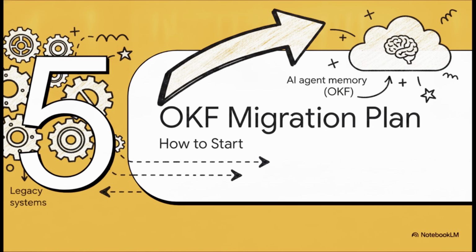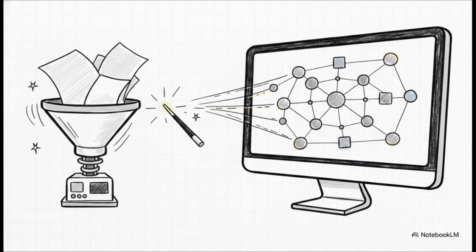Which brings us to Section 5, the OKF migration plan. How do we actually step away from legacy systems and start doing this? Now you might be wondering, do I have to write all this manually? No way! There are some fantastic tools and scripts out there to automate this.